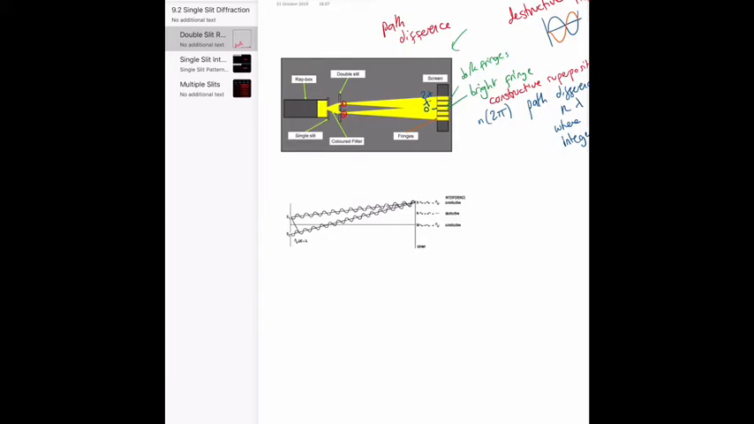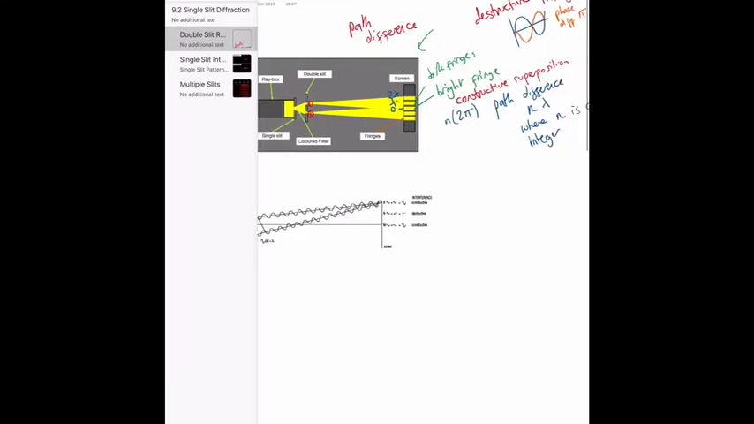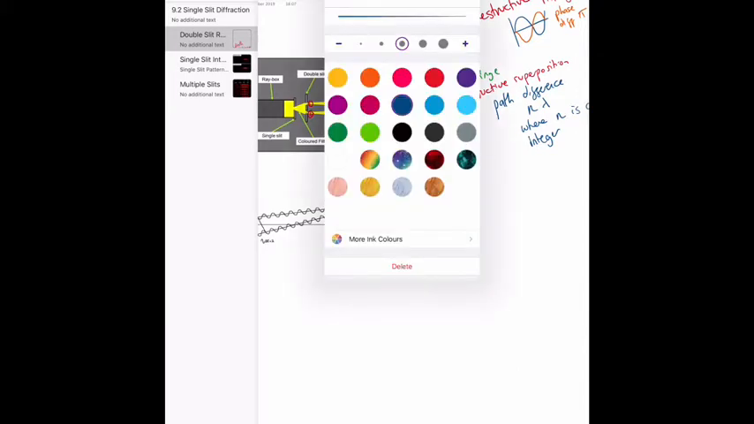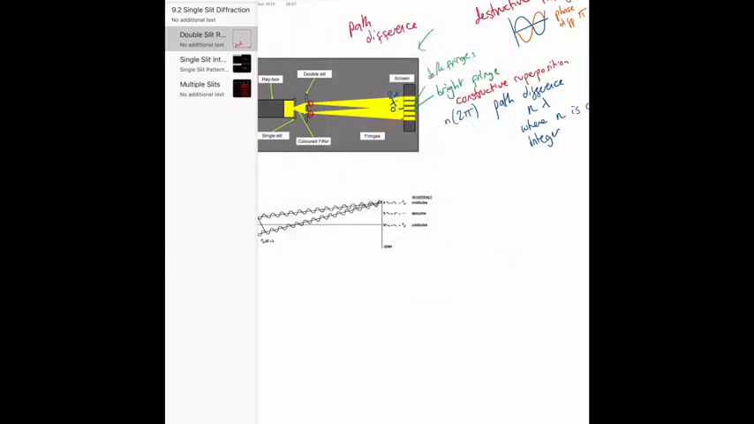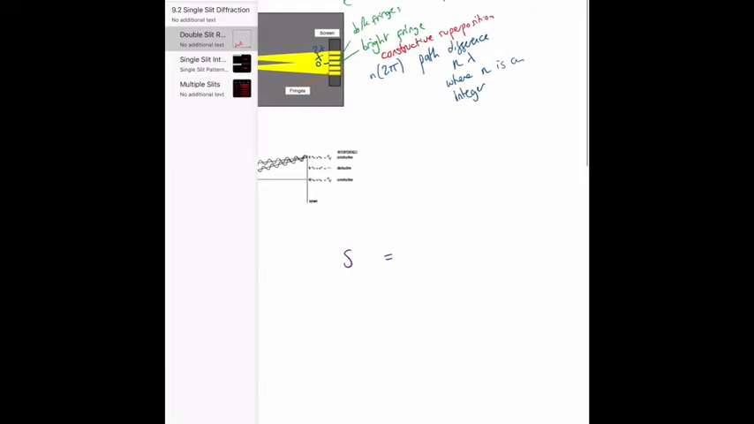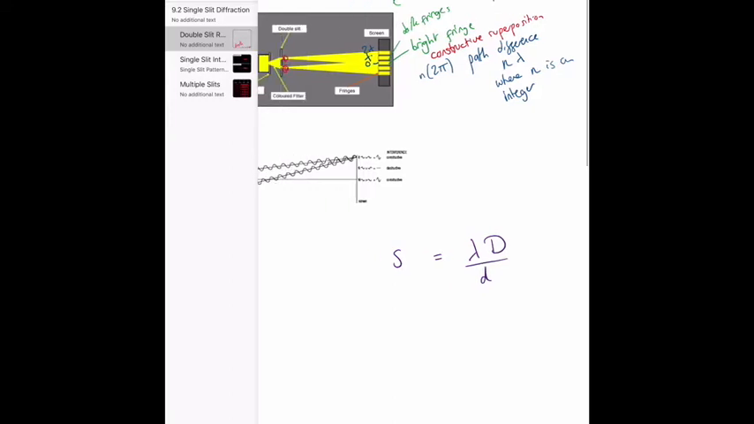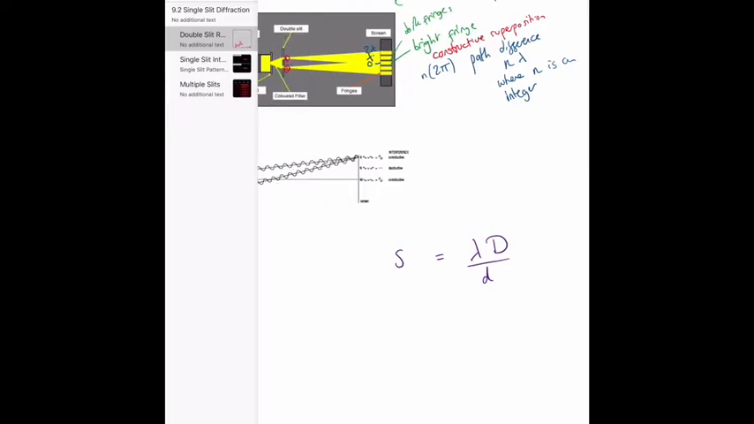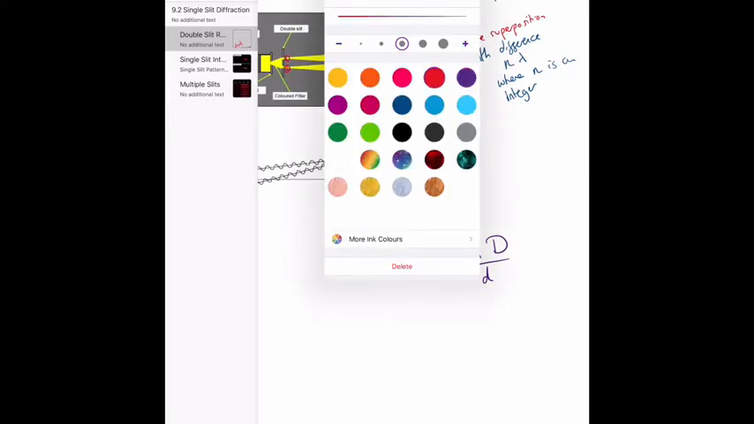So that's my double slit interference pattern. You need to be able to describe what these terms mean, path difference, phase difference, and so on. But there's also an equation that you need to be able to apply. So I'm going to write that down here. The equation you're given, as it is in the IB formula booklet, is s equals lambda capital D over small d. I'm just going to highlight what each of these terms mean.